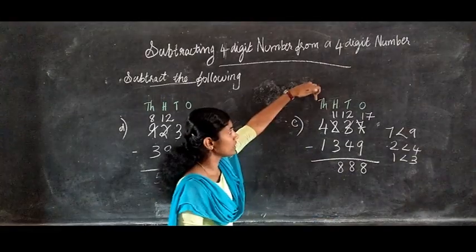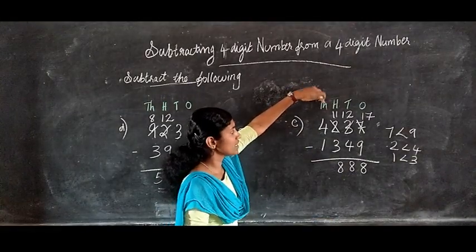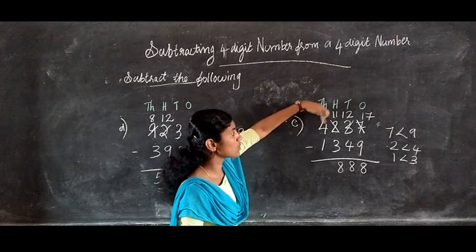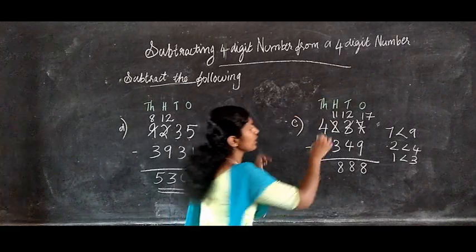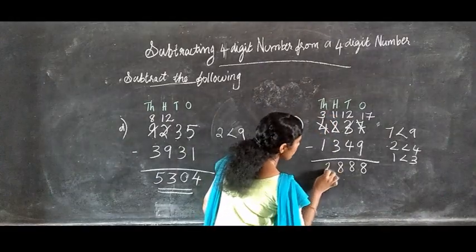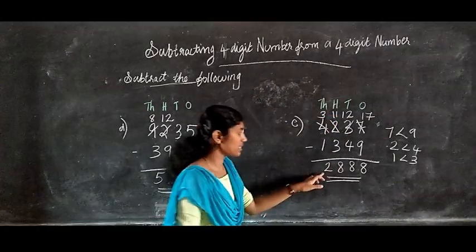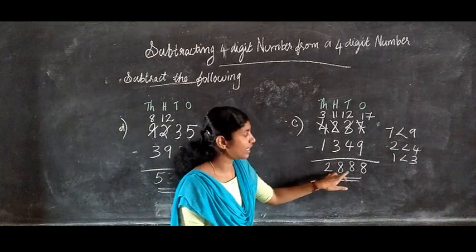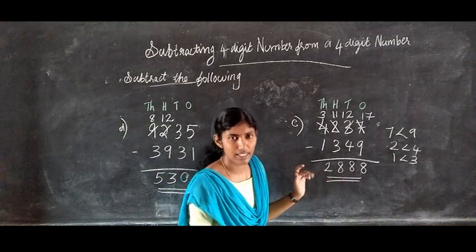Then we have to subtract these thousands. Since 1000 was borrowed by this hundreds column, here we have only 3. Then 3 minus 1, we have 2. Therefore our answer is 2888. Children, is it clear?